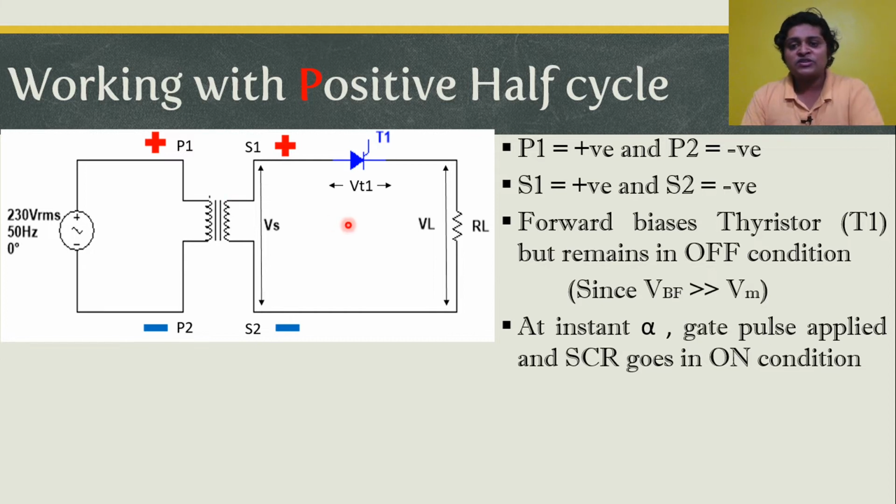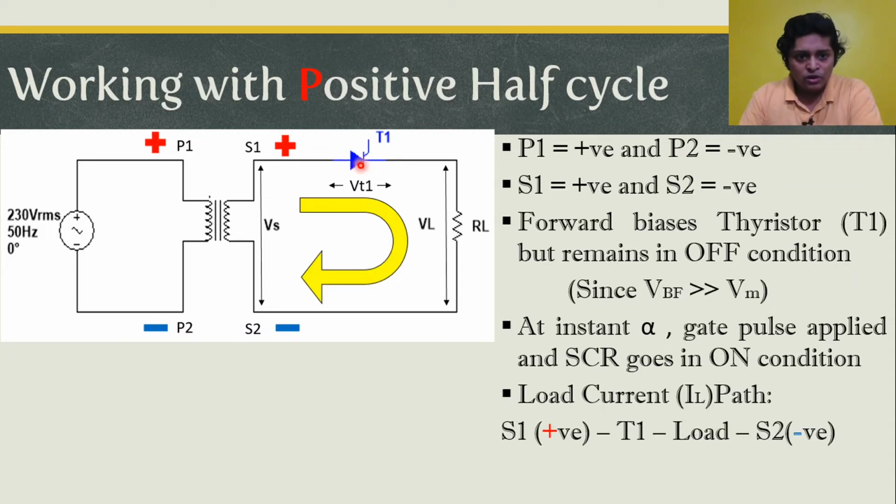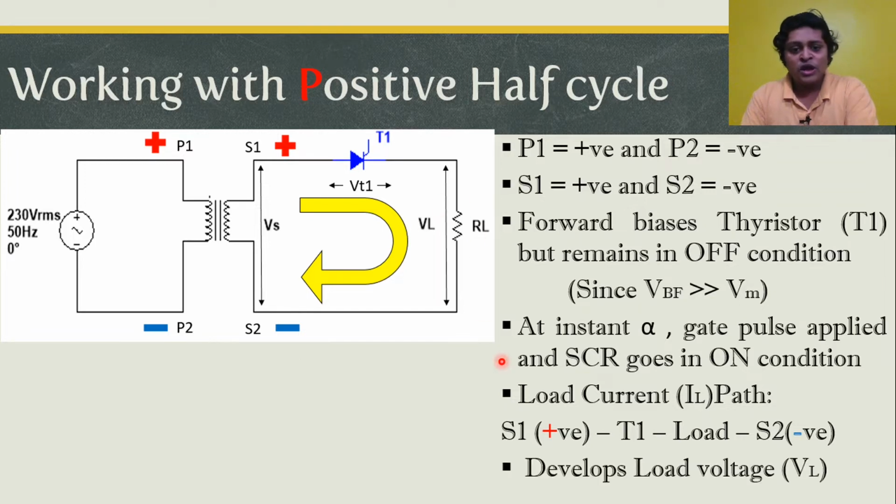Now let's consider any instant, let's say instant alpha. As soon as a gate pulse is applied, it forces the SCR to go into on condition. As soon as the SCR goes into on condition, it produces a load current with a path: S1 positive through T1, through RL, through S2 negative, through which it will be grounded. As soon as the load current is established, it helps to develop a load voltage, and because of that we will observe a load voltage.